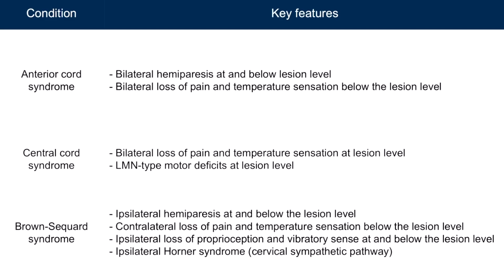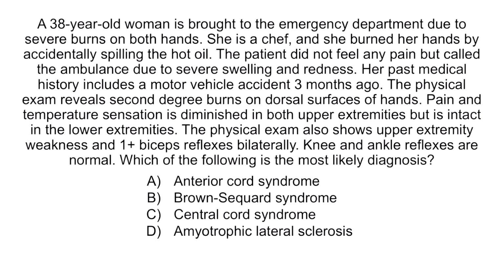Here's a table comparing the key features of the anterior cord syndrome, central cord syndrome, and Brown-Séquard syndrome. Let's discuss why other options are incorrect. Option A is incorrect because anterior cord syndrome is characterized by bilateral loss of pain and temperature sensation, bilateral lower motor neuron weakness at the level of lesion, and bilateral upper motor neuron weakness below level of lesion. Option B is incorrect because Brown-Séquard syndrome is characterized by contralateral loss of pain and temperature sensation, ipsilateral lower motor neuron weakness at the level of lesion, and ipsilateral upper motor neuron weakness below the level of lesion.